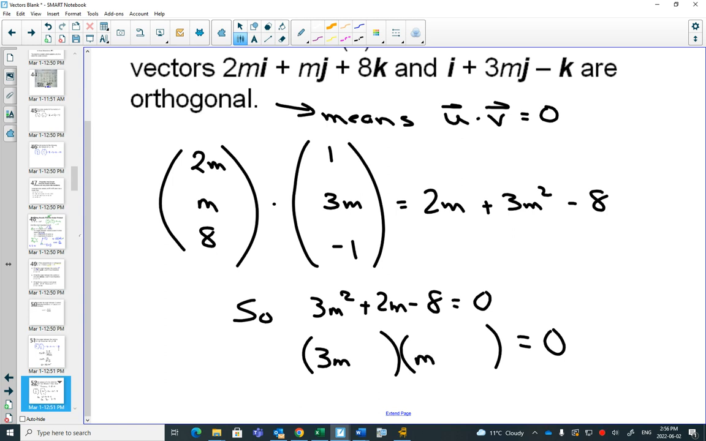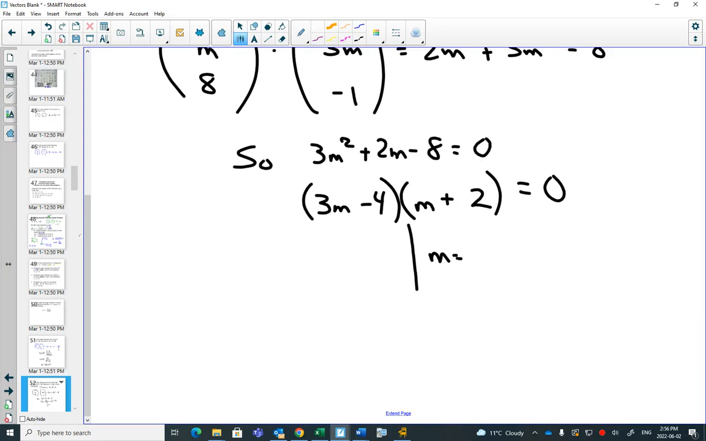See if we can factor this nicely. I'm going to go 4 here, 2 there, plus, minus. Every time you factor, you should multiply it out quickly in your head just to make sure that it works out. And so we have two possibilities for m. m could be 4/3, or m could be negative 2.